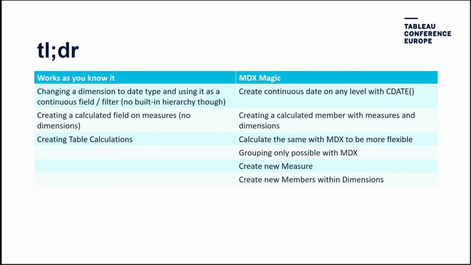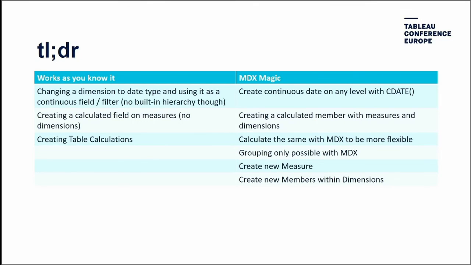Creating calculated fields on measures works as you know it, without the possibility of actually doing LODs. You cannot do LODs in cubes. And you cannot work with dimensions except for blended fields, as you have seen. But the MDX magic is you can create calculated members with measures and dimensions and all of that together in MDX. You can create table calculations, just as you know it. That is something great, but you can actually create the same thing in MDX if you want to do it.